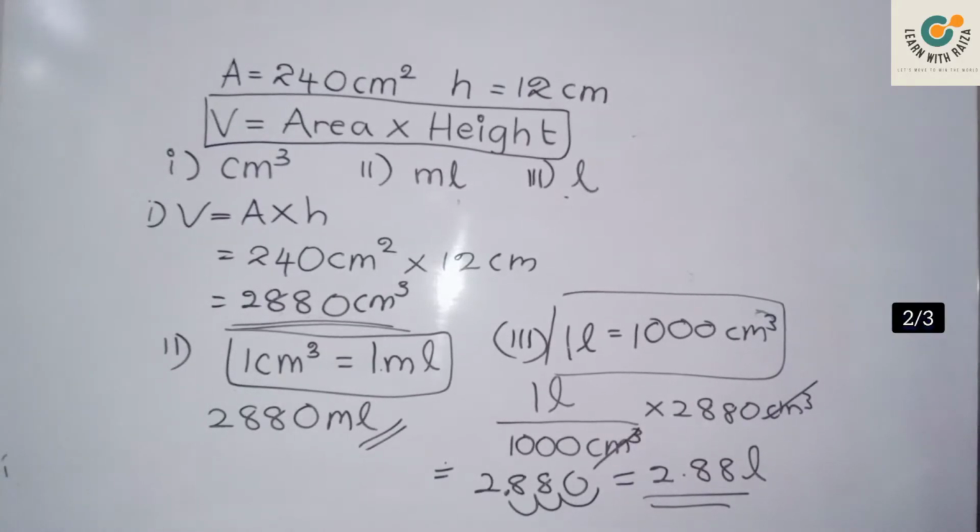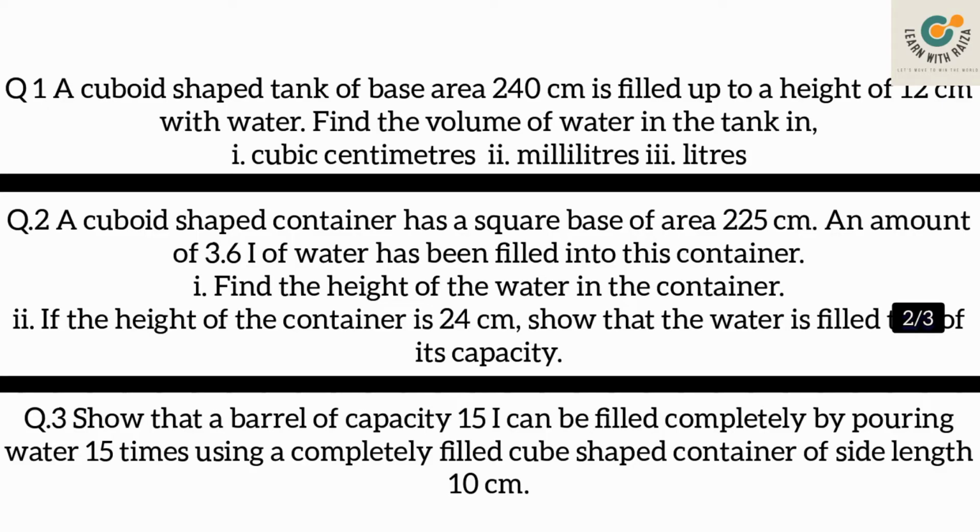A cuboid shaped container has a square base of area 225 square centimeters, and 3.6 liters of water has been filled into this container. Roman number 1: find the height of the water in the container. Roman number 2 says, if the height of the container is 24 centimeters, show that the water is filled to 2/3 of its capacity. This is a beautiful question. Let's do it.